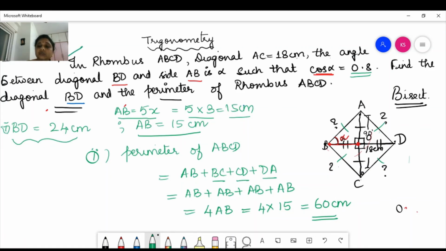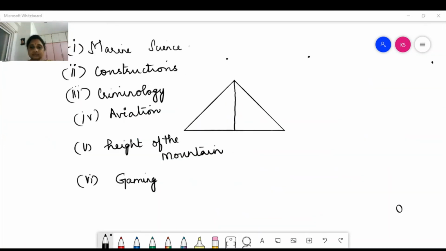So we have seen two sums wherein the measure of a few sides and one or two angles are given, and then we are trying to find the unknown. So let's quickly look into the application of trigonometry.